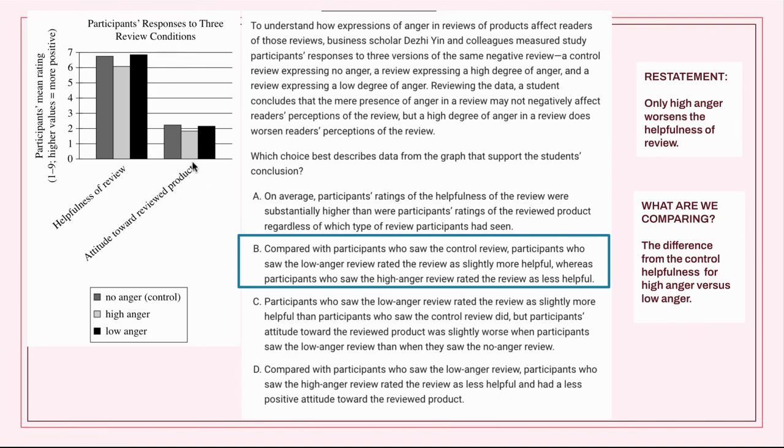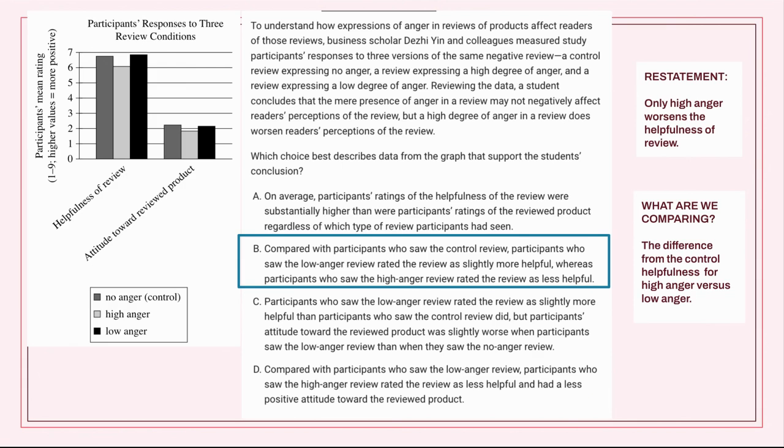But we want to show that low anger doesn't have any negative effects. And to do that, we need to compare both to the no anger situation because that's kind of our baseline. So we need to show, like B did, that compared with no anger, low anger actually had slightly positive results and high anger had negative results. And D does not compare it back to the no anger. And all three other ones mention the attitude toward the reviewed product, but that's not what the conclusion is talking about. We're just talking about the helpfulness.